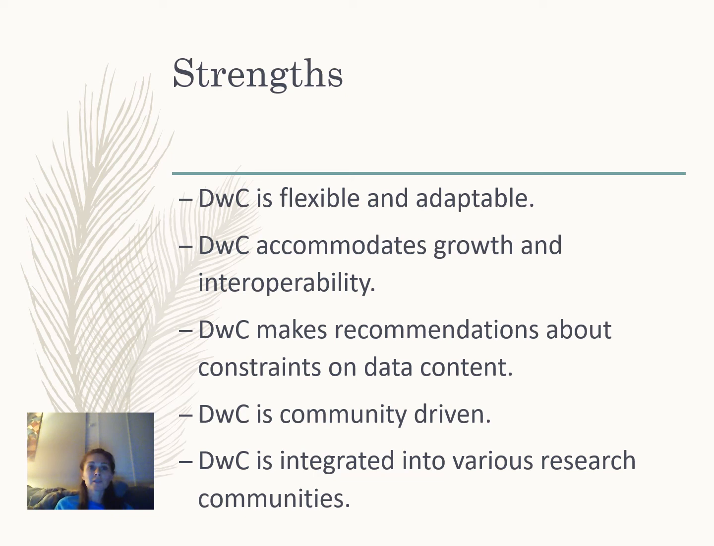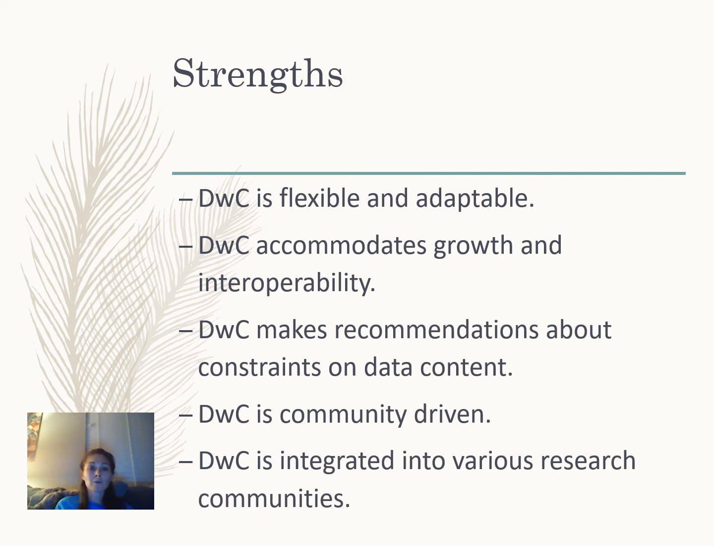The standard is loosely flexible to accommodate different technical formats in which it is found. Spreadsheets, relational database fields, XML schemas and documents, non-SQL data stores, and semantic web resources are just a few examples. The standard needs to be able to adapt to changing needs of researchers. Darwin Core accommodates growth and interoperability. Darwin Core makes recommendations about constraints on data content.